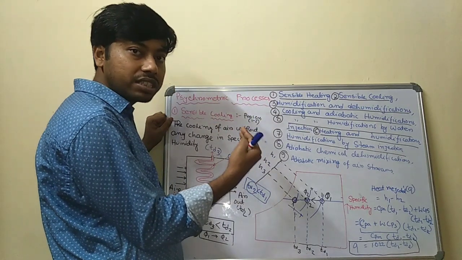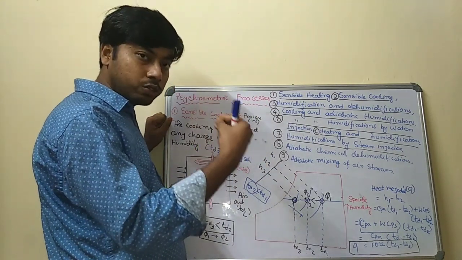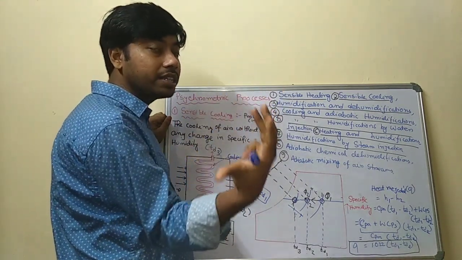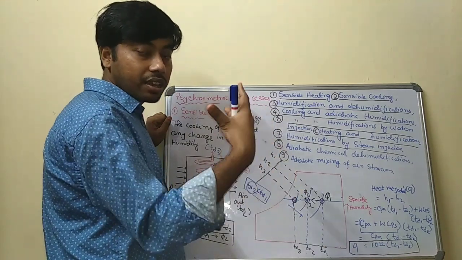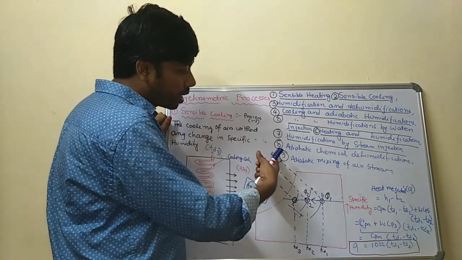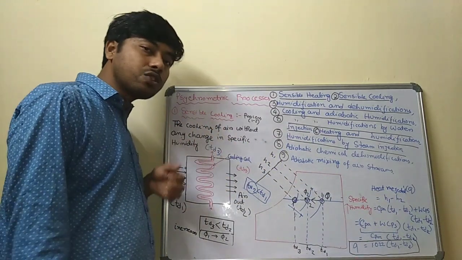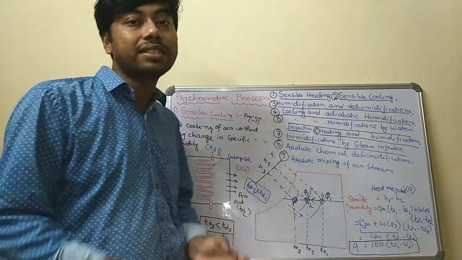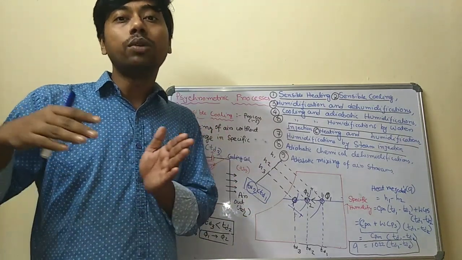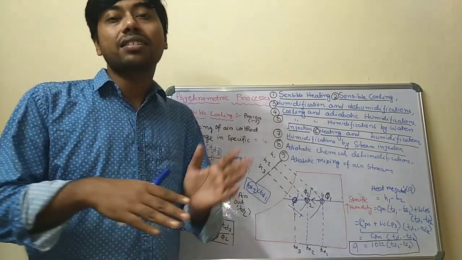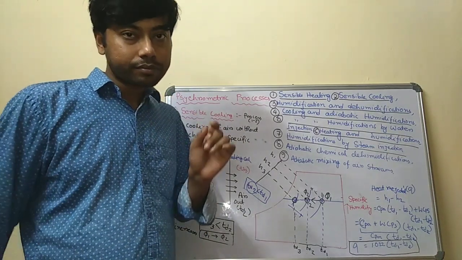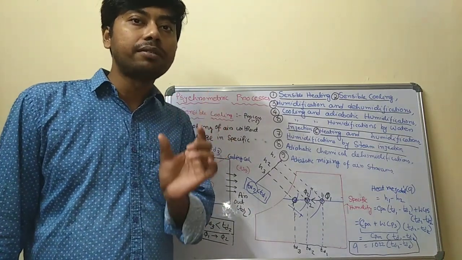In case of the sensible heating process, that was H2 minus H1, the heat added during the sensible heating process. But in case of the sensible cooling process, heat rejection takes place, and that will be H1 minus H2. That can be written in this form: CPA into TD1 minus TD2, plus W CPS into TD1 minus TD2, where CPA plus W CPS is the specific humid heat, and TD1 minus TD2 is the dry bulb temperature difference.